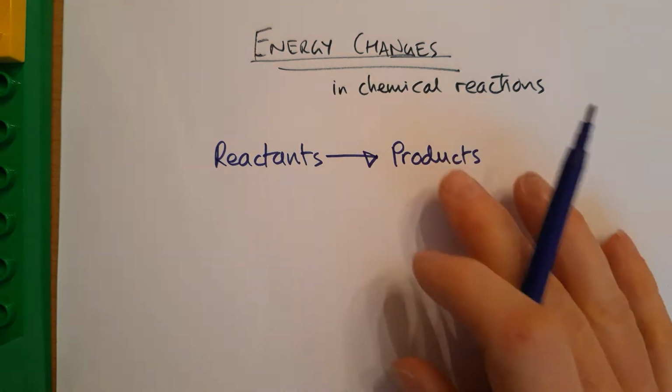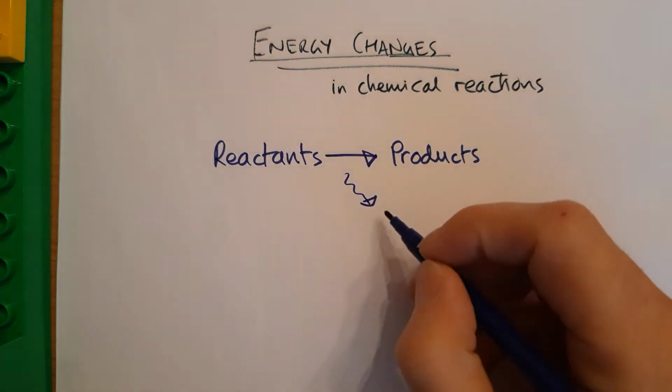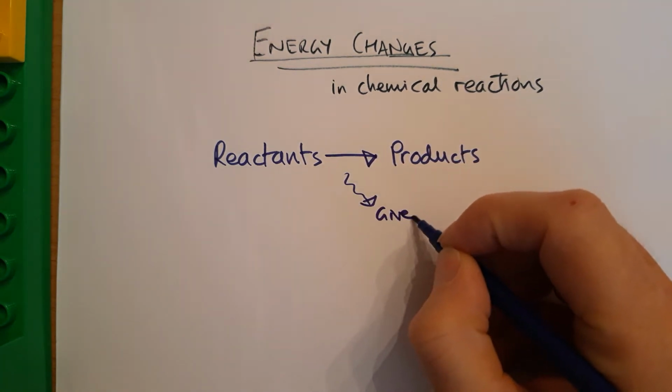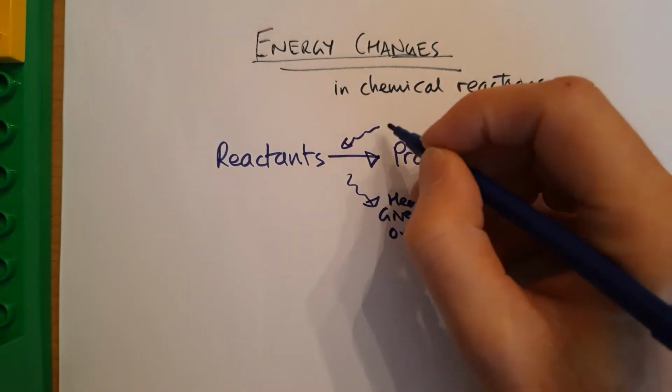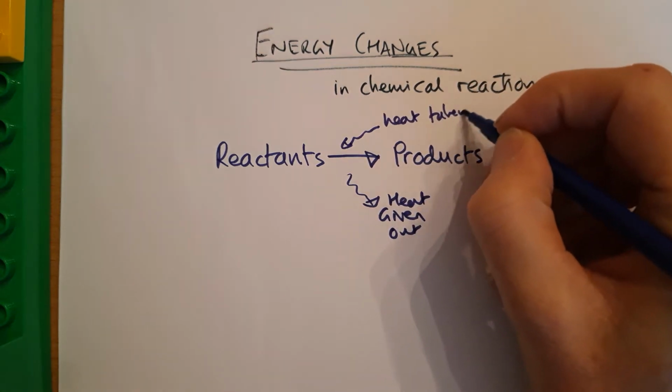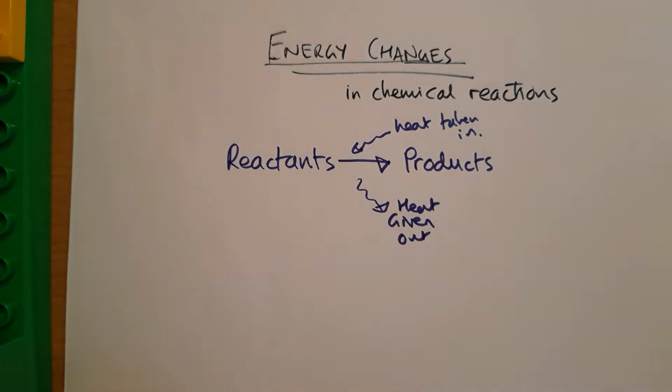Now, sometimes when a chemical reaction happens, when reactants turn into products, heat is given out. So heat is given out. Or sometimes heat is taken in. The way you might think about that is sometimes chemical reactions will feel hot, and sometimes chemical reactions will feel cold to the touch. These two types of chemical reactions have different names, and I know you've been studying it this week: they're known as exothermic and endothermic reactions.